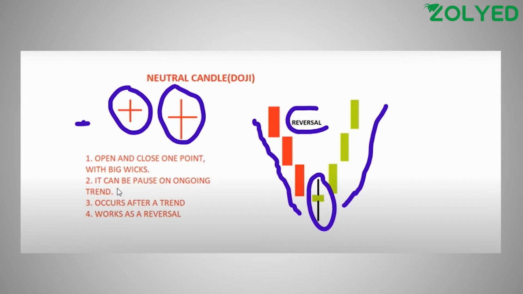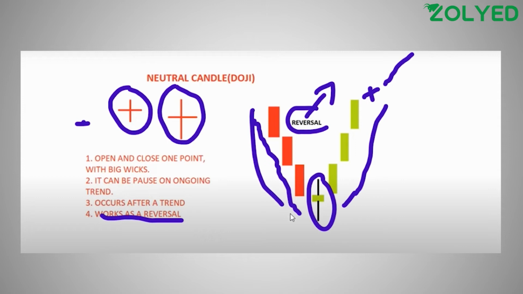The third point is that it always occurs after a trend. Here it's a reversal trend. After that a doji appears, and over here if the doji appears again, then it will be an ongoing trend. So this is how a doji appears, and this is how the market goes whenever a doji appears. And the fourth point, as you know, is that it works as a reversal.